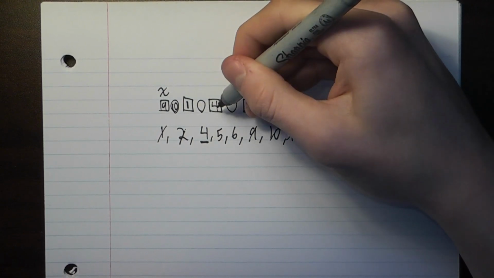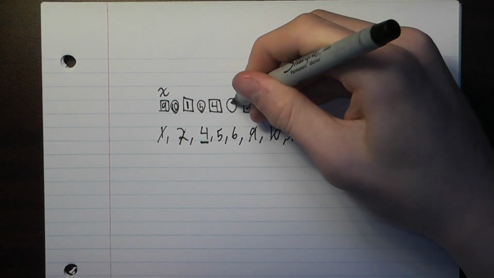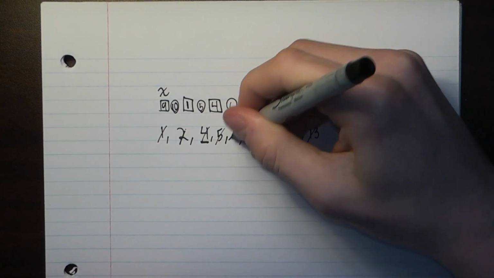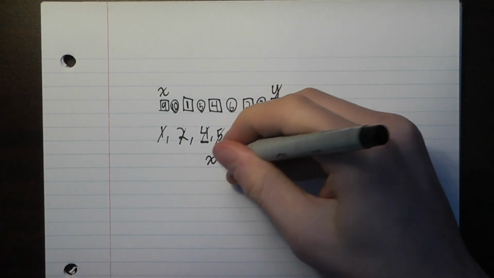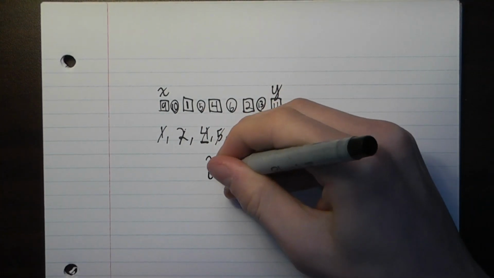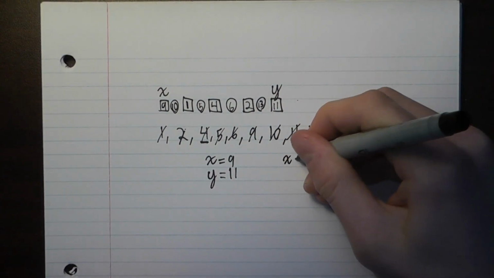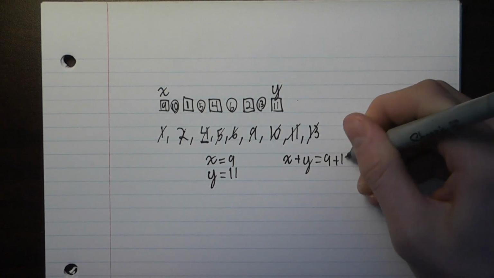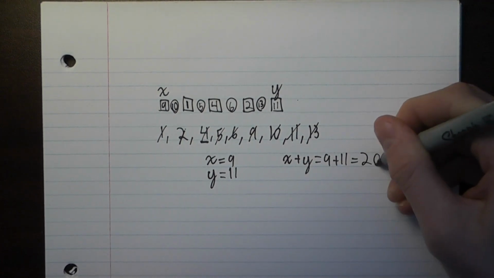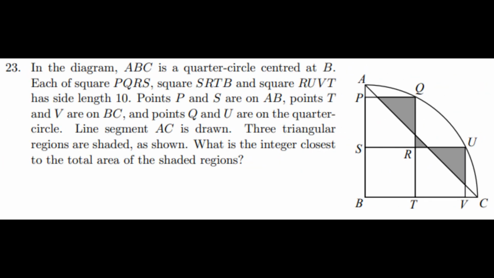And what's 1 plus 4? 5. And 4 plus 2 is 6. So we've used all of our numbers, and it all works together. So x equals 9, and y equals 11. So the biggest possible value for x plus y is 9 plus 11, which is 20. And that's our answer. Moving on with question 23.